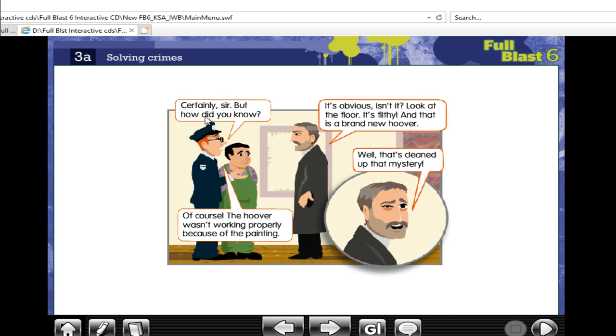Okay, certainly, sir. But how did you know? It's obvious, isn't it? Look at the floor. It's filthy. What does filthy mean? Filthy means it's very dirty. And that is a brand new Hoover. Of course, the Hoover wasn't working properly. What does properly mean? Correctly. The Hoover wasn't working correctly because of the painting.